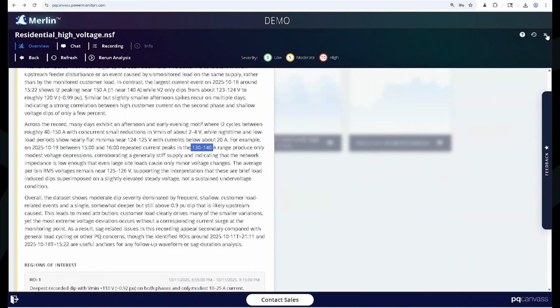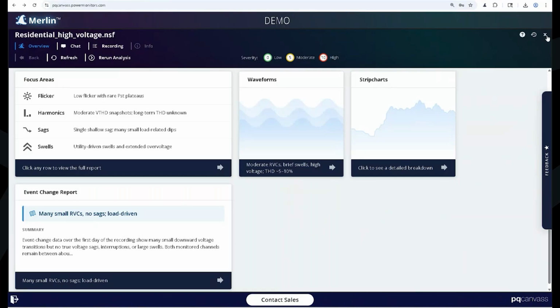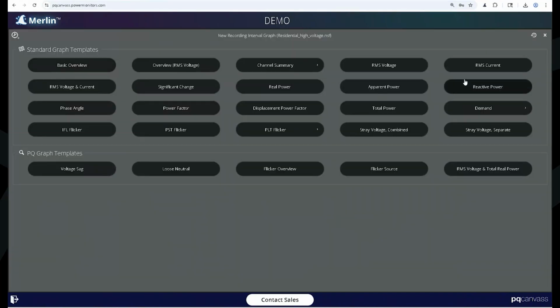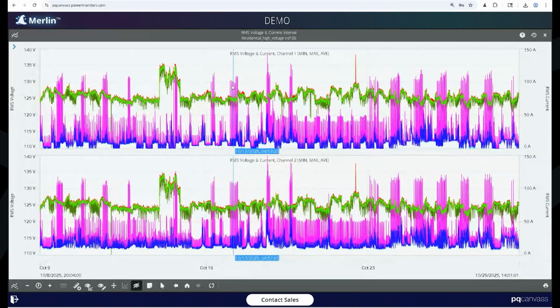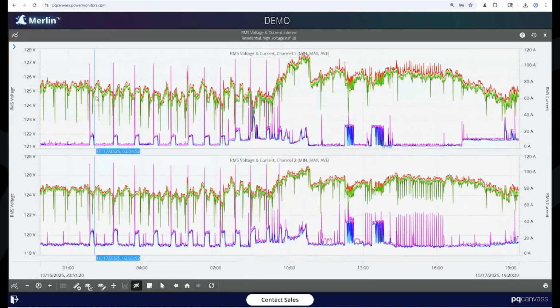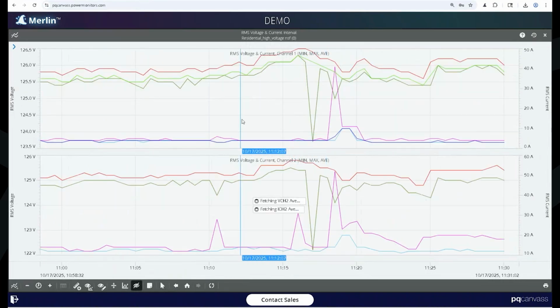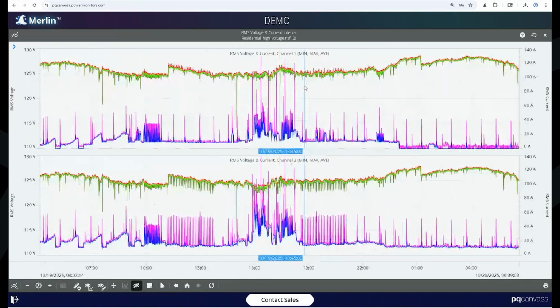So you could see this yourself in the strip charts. And if we go to the raw data, here is the RMS voltage and current strip chart. So if you're doing this by hand, you would zoom in and see these current spikes and current sags. Some of them line up with the current and some of them don't. So the ones that do line up are caused by the customer. The ones that don't are caused by the utility.